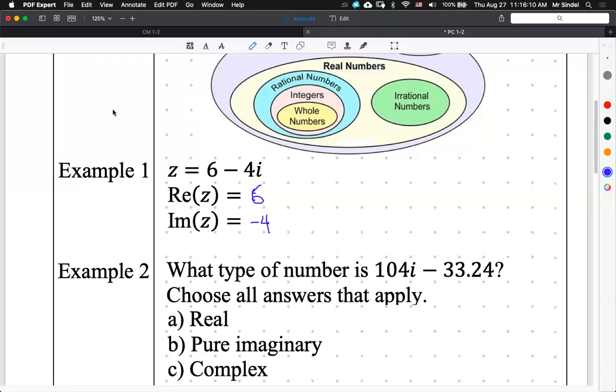What am I looking at here, boss? What type of number is 104i minus 33.24? It's either A and B, A, B, and C. It could be all of these. It could be none of them. Well, it's going to be one of them at least. I don't know. Pure imaginary? Not quite. So pure imaginary would be something like 4i, just 4i.